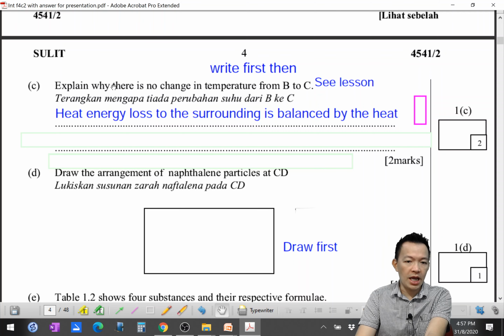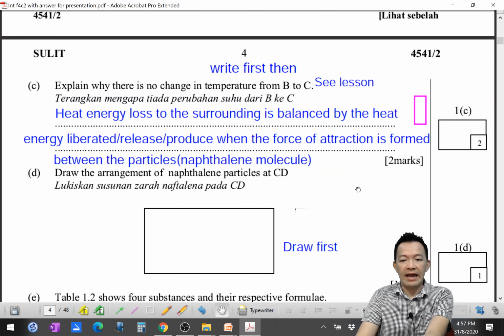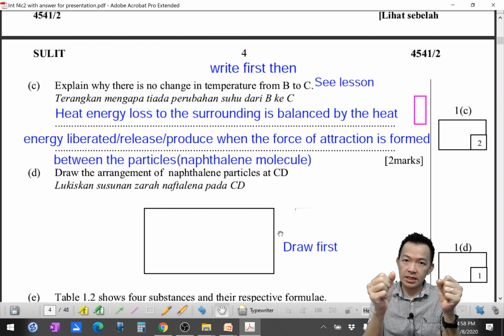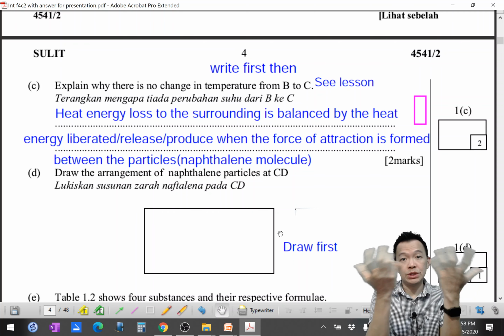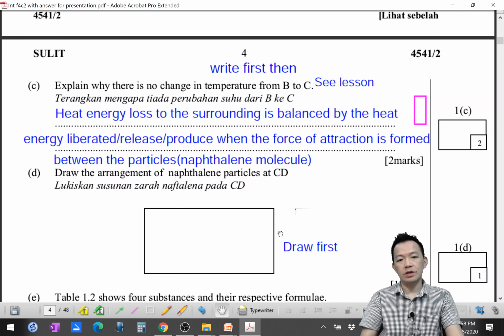You check your answer, and now you check my answer. The heat energy lost to the surroundings is balanced by the heat energy released when the force of attraction is formed between the particles. So 当它们在凝固的时候 particle 粘在一起，它放出热能。这放出来的热能平衡掉它流失给周围环境的热能。So this is what I can talk in Chinese.